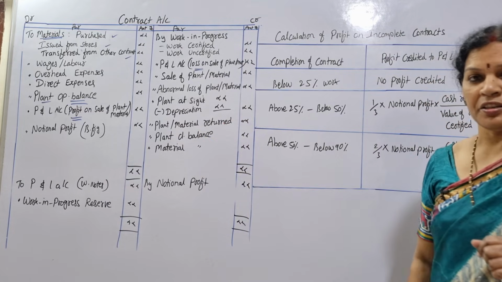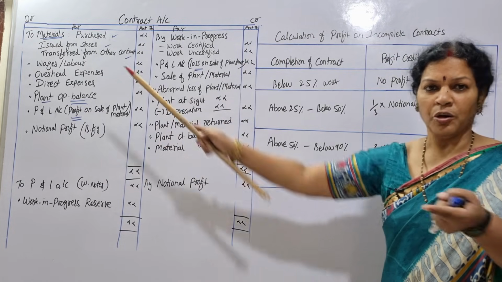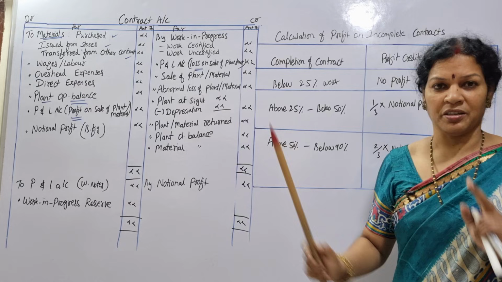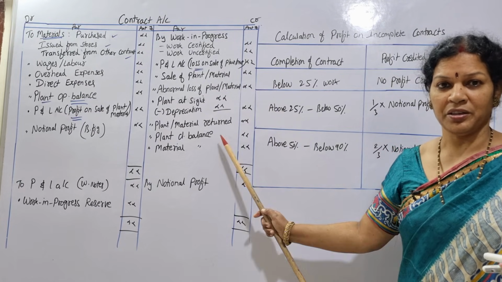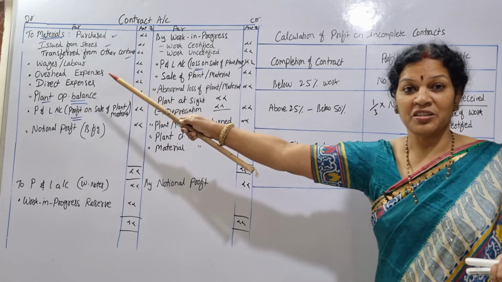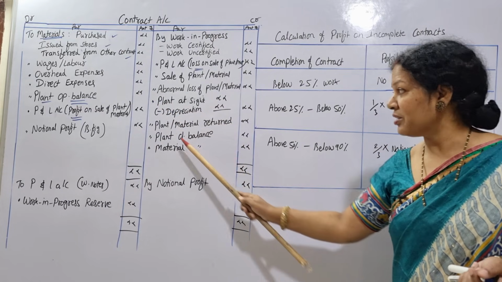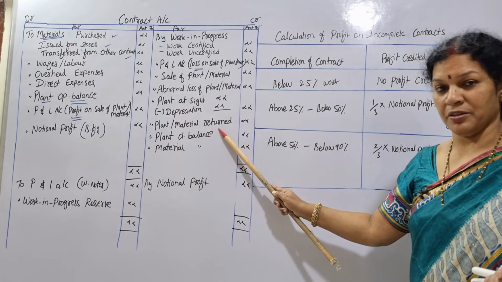Plant or material returned. You have purchased, and something is being returned which is not useful or has some damage. When you are returning, it should be on the credit side. Purchasing debit side, returning credit side. Okay, this is plant or material returned.